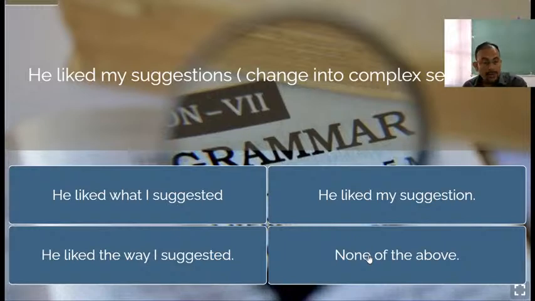Okay. So, dear students, he liked what I suggested is the correct answer. He liked what I suggested is the correct answer. Okay, because see, in this sentence there is a principal clause like he liked, and what I suggested is the subordinate clause. Therefore, this is a complex sentence, not the third one. Okay, because in third one you see there is no principal subordinate clause. Like he liked my suggestion is a simple sentence only. It is not a complex sentence.